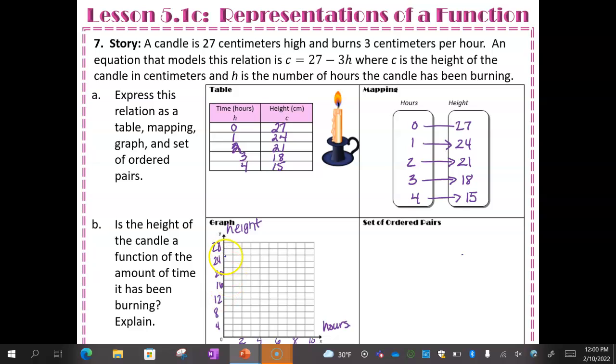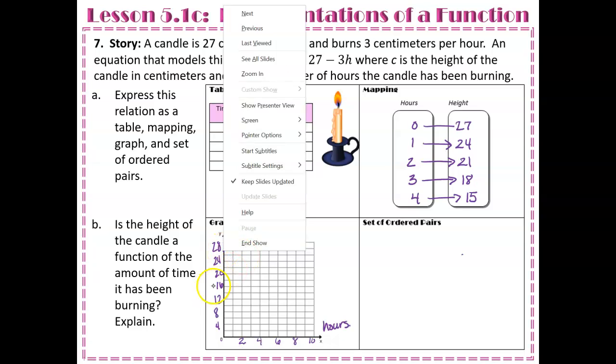So 0 is paired with 27. You're going to have to kind of plot in between. Wait, 4, 8, 12, 16, 20, 24, 28.